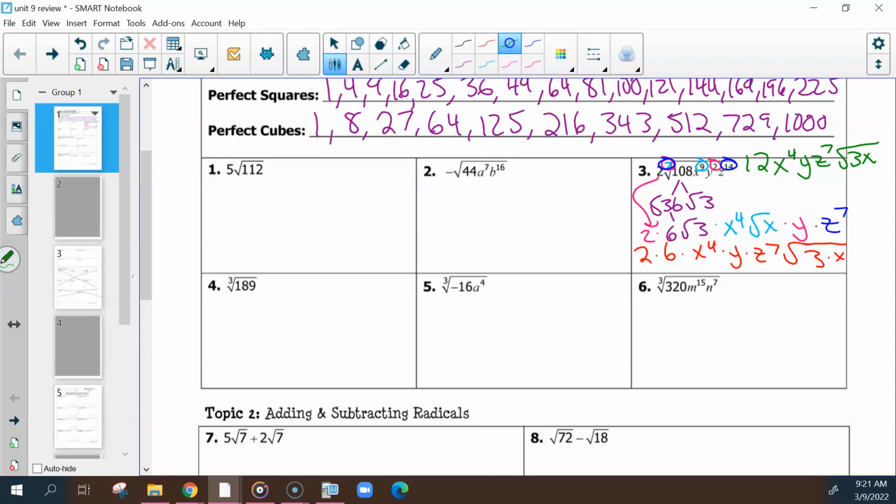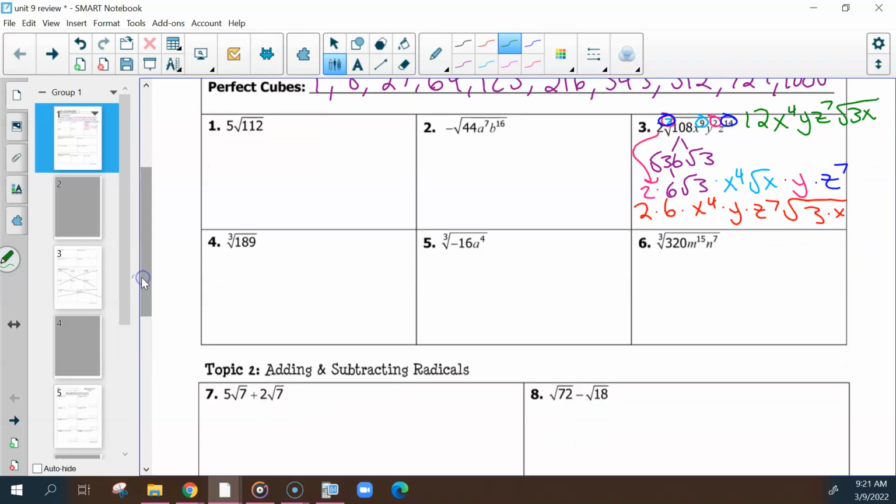Let's do number 5 and then we'll do 6. For number 5, this one isn't as hard, but it has a negative, and I wanted to remind you of how to do that. Bring your negative out so that you don't have to worry about it. Is 16 a perfect cube? No. What is the highest perfect cube we can divide 16 by? 8.